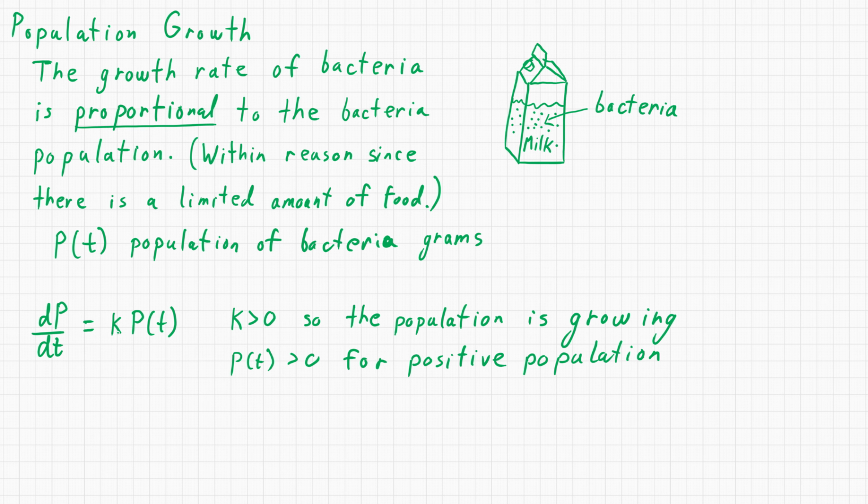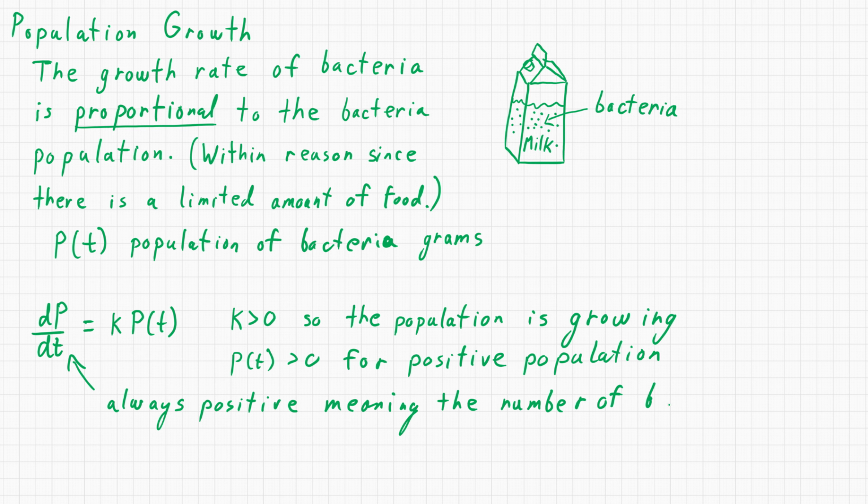And so then that would mean if k is positive and P is always positive, then the rate of change here is going to be a positive number. So this thing is always positive. Meaning, the number of bacteria is growing. Bacteria is increasing.